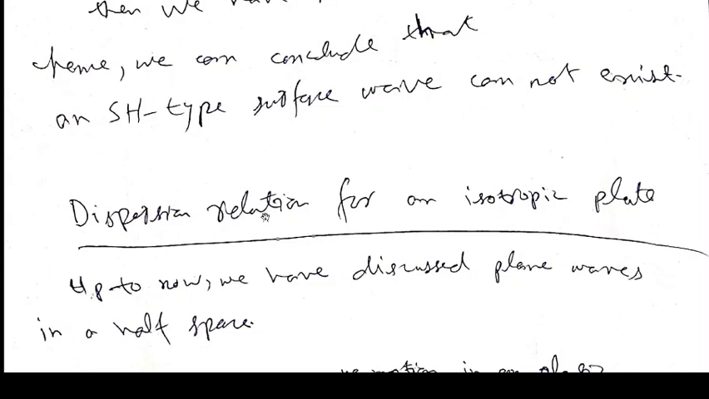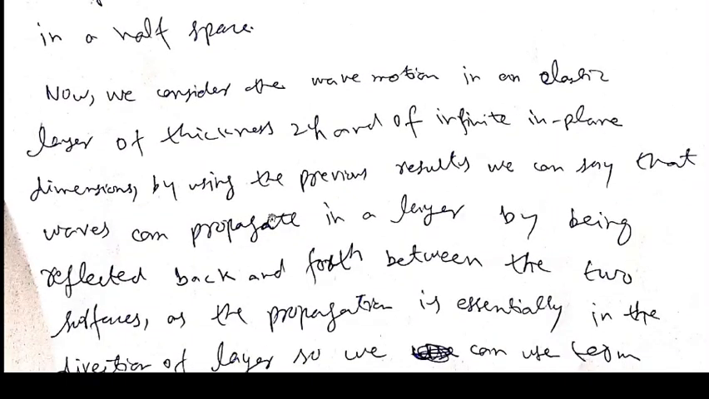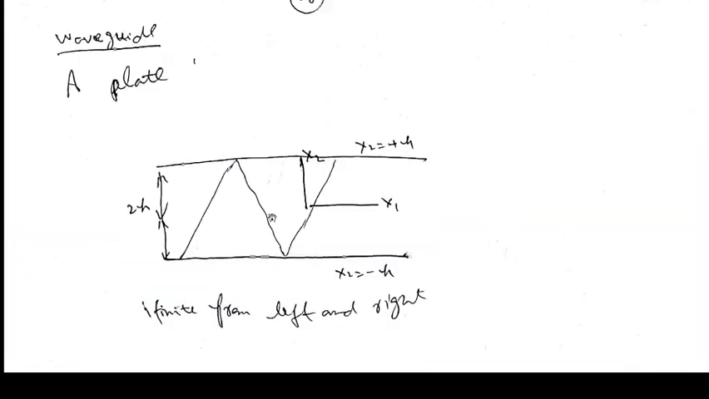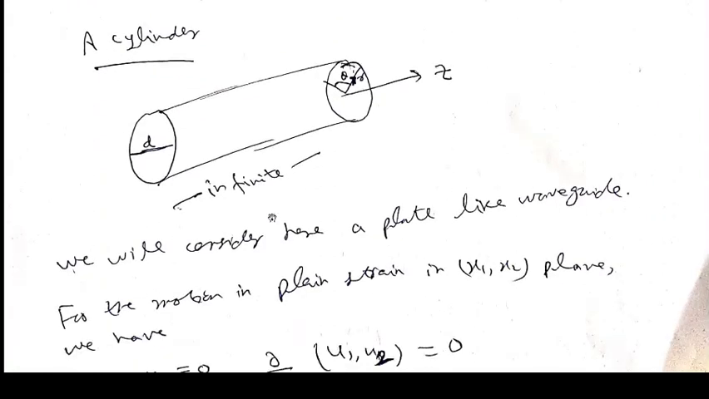Now, what does this dispersion relation mean? This dispersion relation is the basic relation between the phase velocity c and wave number k. So at the end we will have a relation between c and k, where c is the phase velocity and k is the wave number of the wave. That relation is called the dispersion relation, sometimes called the frequency equation.